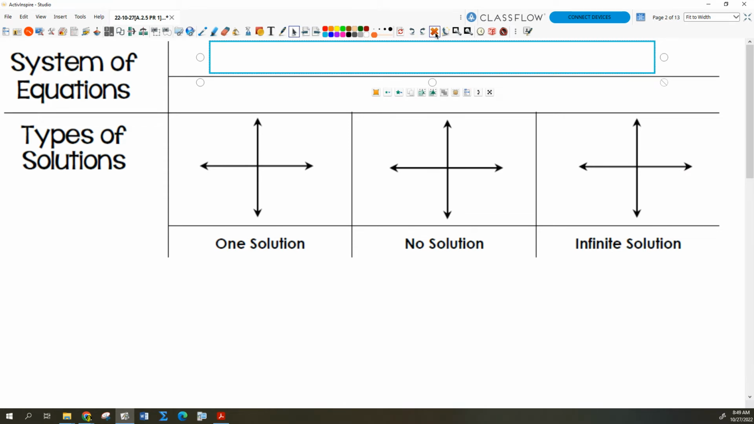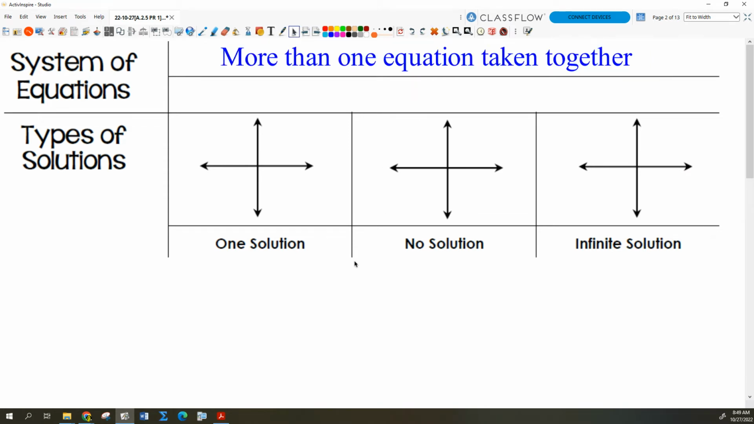So when we're talking about a system, here's the system definition, and this is on the handout I just gave you. It's just more than one equation taken together. If a system has one solution, well, we just saw what that looks like.